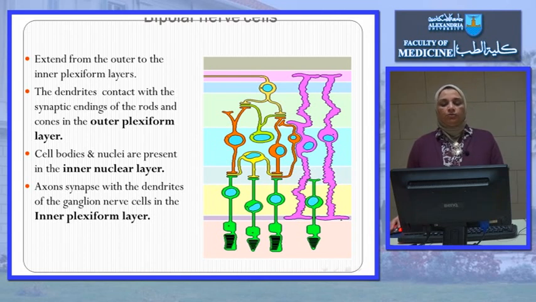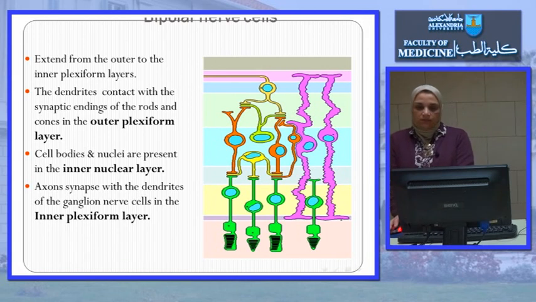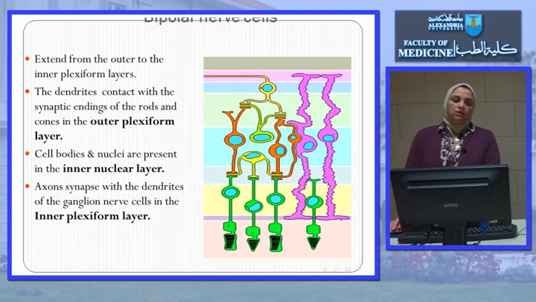So it extends from the outer plexiform to the inner plexiform, and cell nuclei are present in the inner nuclear layer. Remember, the outer nuclear layer contains the nuclei of rods and cones. What's this cell which extends from the outer limiting membrane to the inner limiting membrane? Yes, these are the Muller cells, the supporting cells.